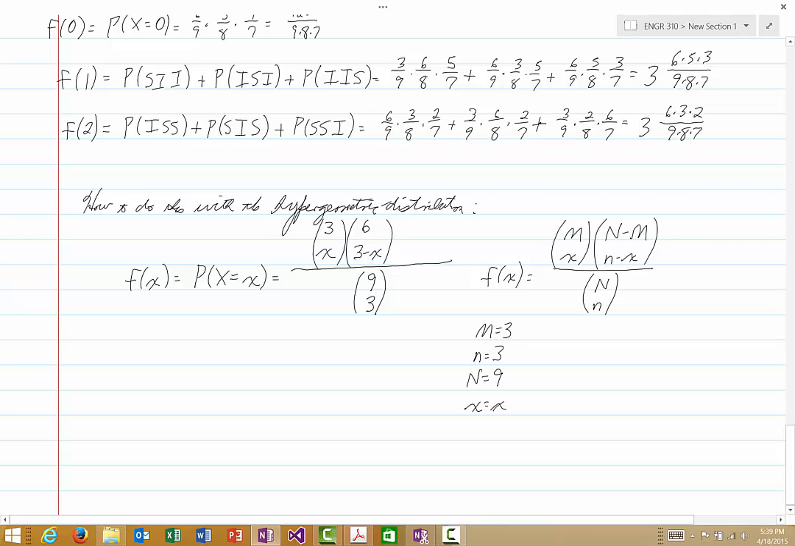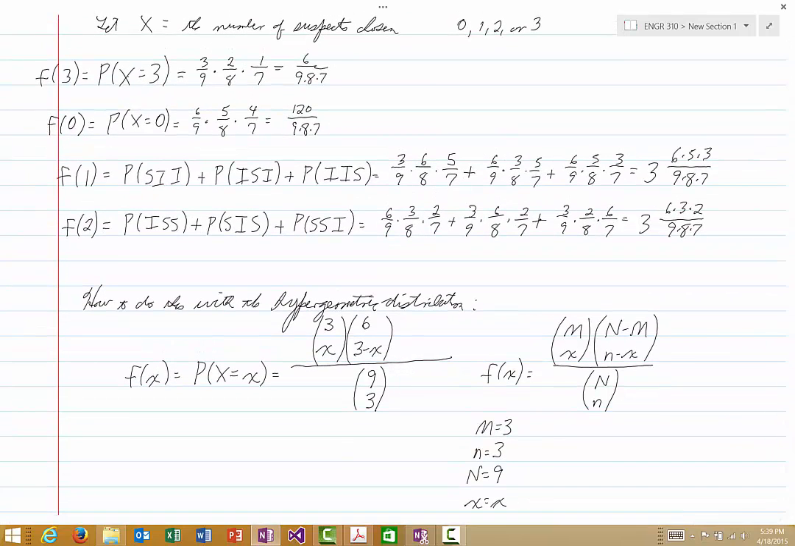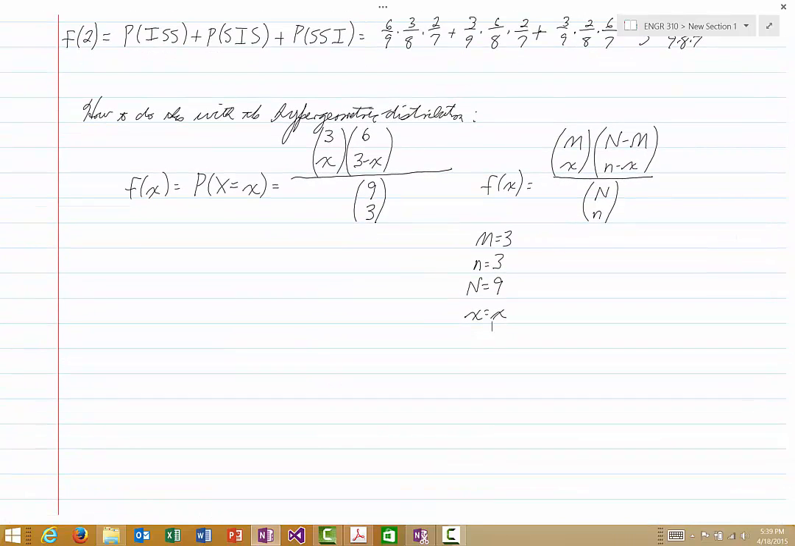So what we have here is indeed exactly the hypergeometric distribution, and I won't check it for every single value that we calculated before, but just to make sure it works out correctly, why don't we check it for maybe x equals 1. So for x equals 1, F of 1 would be 3 choose 1 over 6 choose 3 minus 1, which is 2, divided by 9 choose 3. And let's see what that would give us.